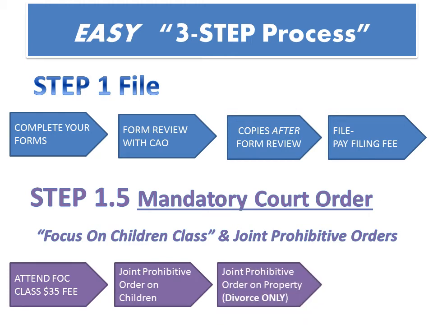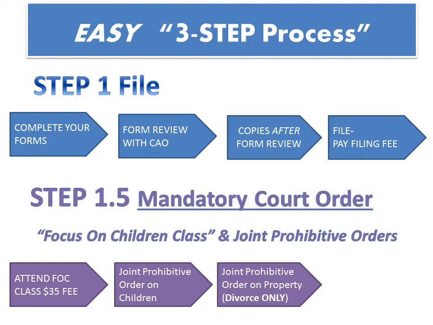The first one would be a joint prohibitive order on the children, and the next one would have to do with divorce only, a joint prohibitive order on property. If you have any questions about these, please read them. They're very descriptive and explanatory. It's nothing you need to panic about. They're mandatory orders ordered for any case type that has to do with either child custody or divorce. And you'll just want to be familiar with them and know what's expected of you so you can move forward with your case.